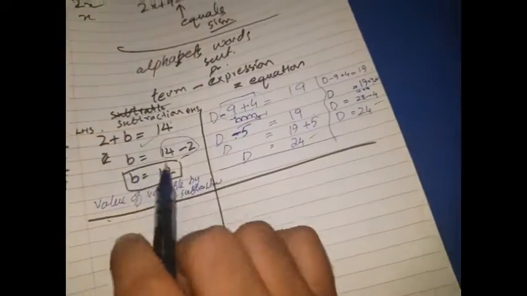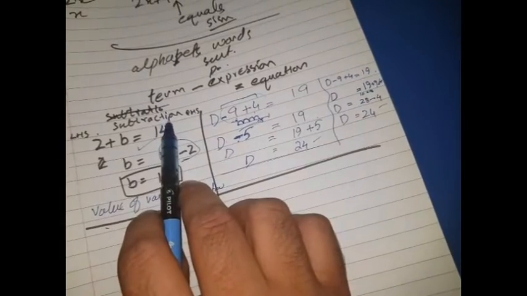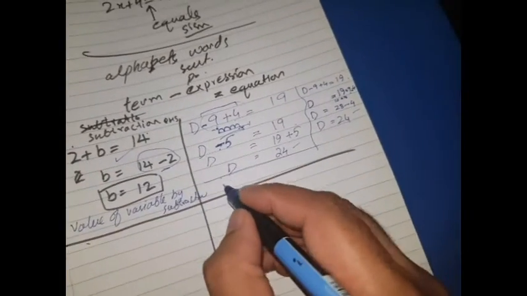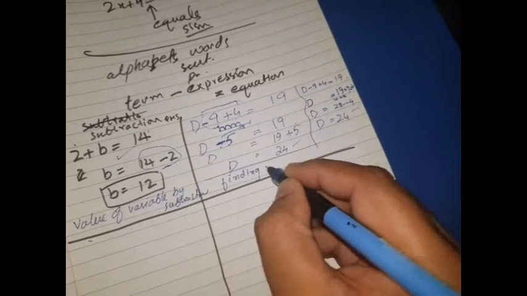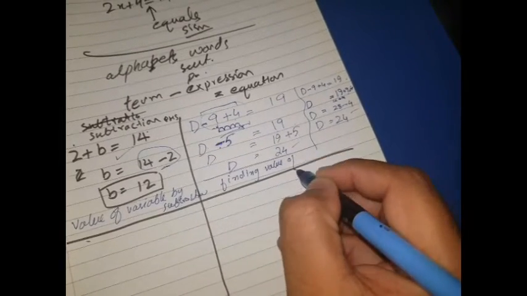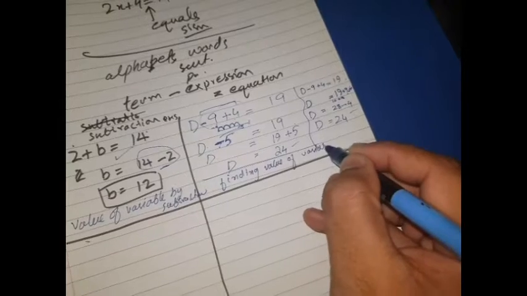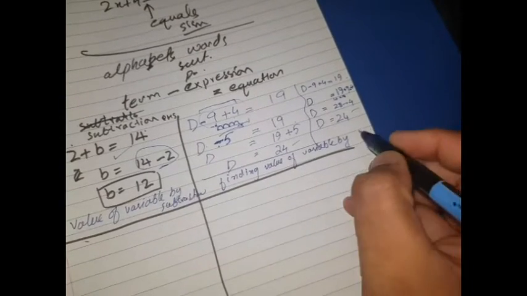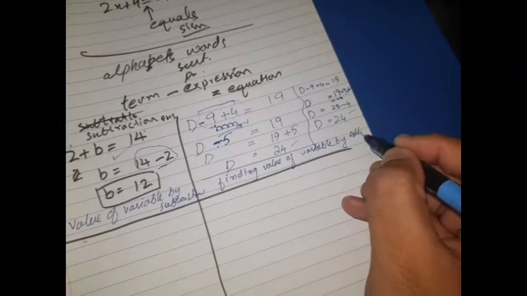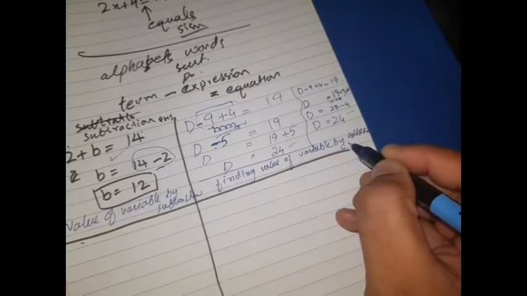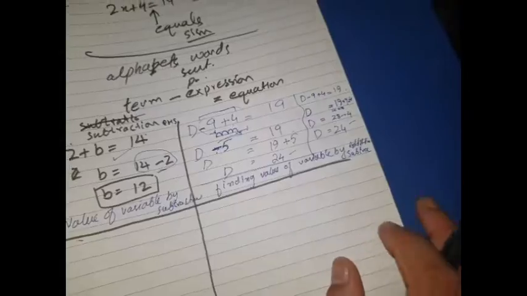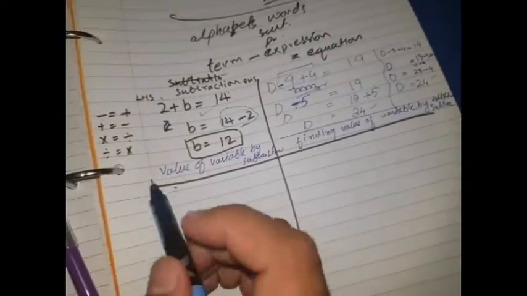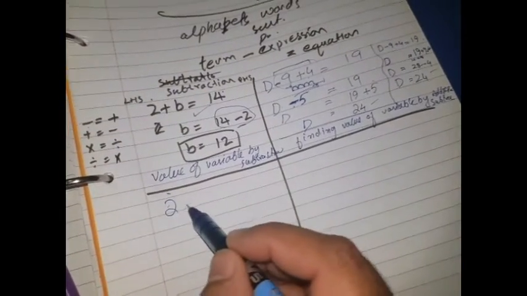Okay. Now next part, I told you this was subtraction, finding the value of variable by subtraction. Finding value of variable by addition and subtraction, because we did both things here when we move this number to the other side. Now let me show you the fourth part, which is about multiplication and division.